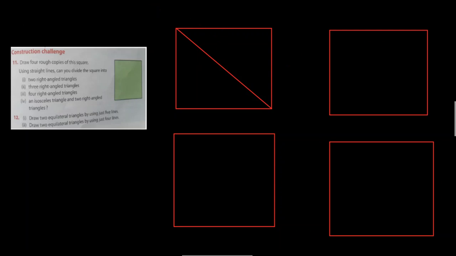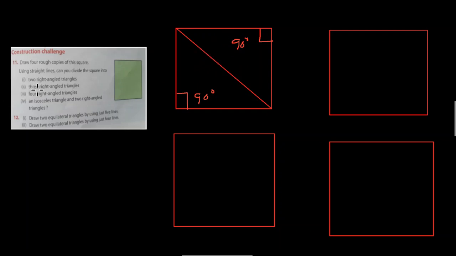So if we think about this here, that's a right angle, so that's 90 degrees. And then we have a right angle up here as well. That's also 90 degrees. So we have two right angle triangles and we've used one line. We've turned this square into two right angle triangles.